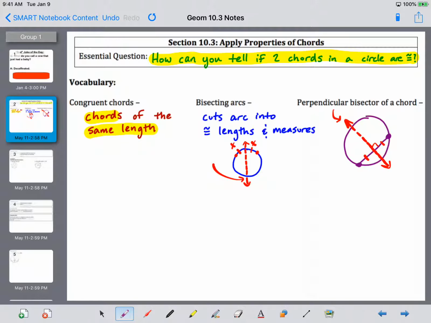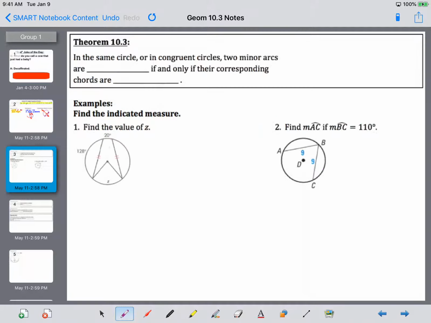All right, so now that we have some understanding of what those terms mean, we are going to look at our first theorem in this section, which tells us that in the same circle or in congruent circles, two minor arcs are congruent if and only if their corresponding chords are congruent. And we'll draw a picture to show you what that looks like.